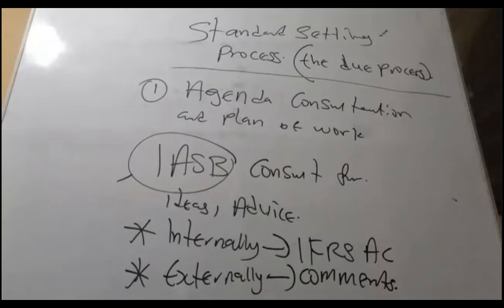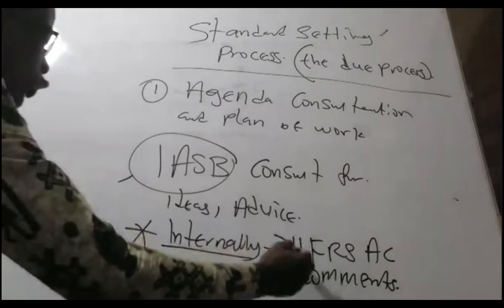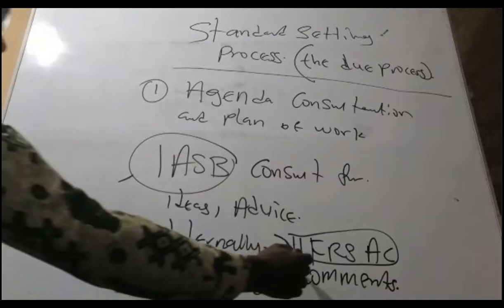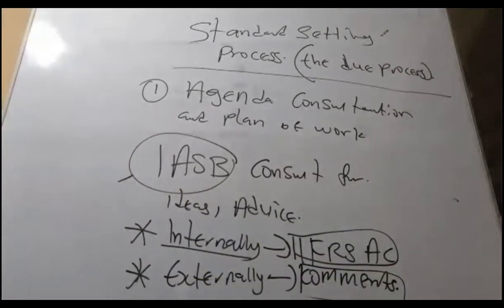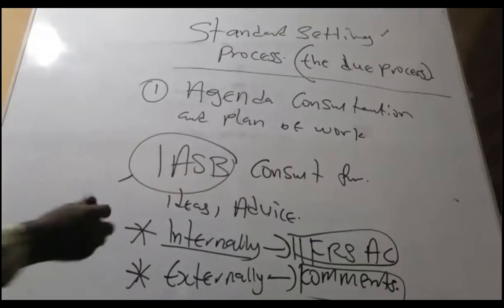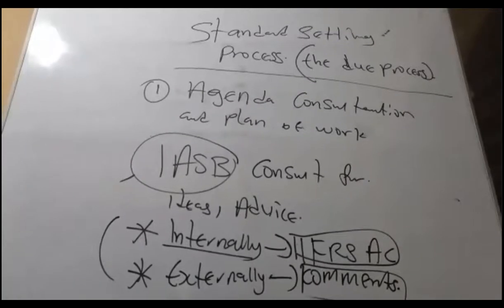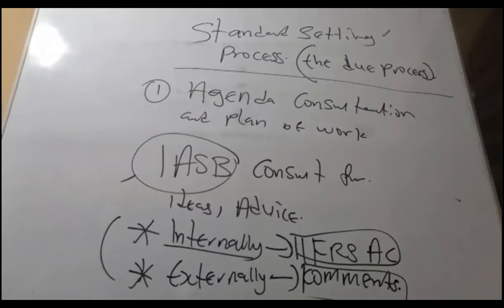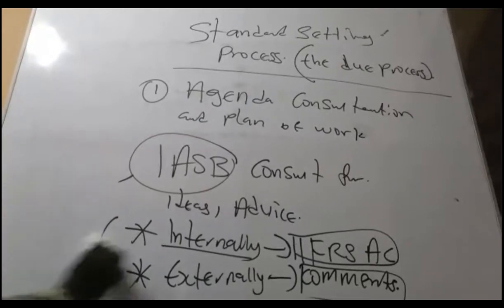So we are saying, in summary, they have to consult for ideas and advice, and they do that internally, through their advisory council. They can also do that externally, by the general public comments, or previous comments received from the general public, and then they take them into consideration. And right after the idea generation, they now plan the development of the IFRSs. So let's go to step two. After the planning, what next?